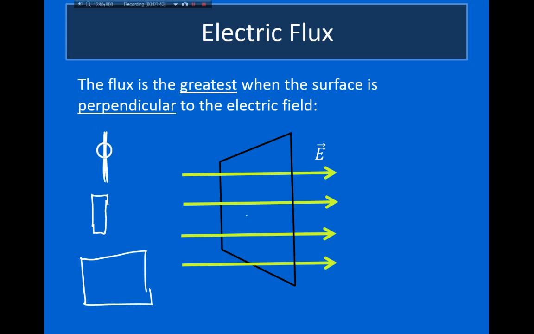So we can imagine that if I have electric field lines that are traveling, say, into the screen here, when the plane is parallel to them, none of these electric field lines are going to pass through it. If I rotate it a little bit, some of the electric field lines will pass through it, and if the surface is now perpendicular to the electric field, all of the electric field lines are going to pass through that surface.